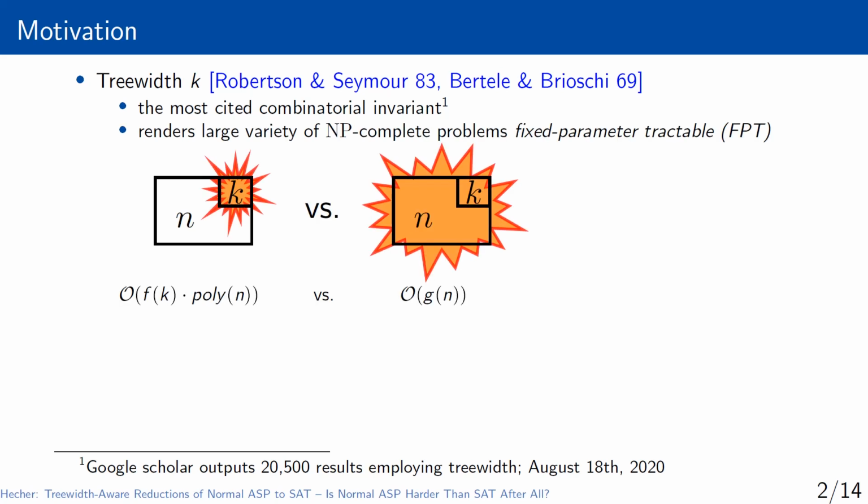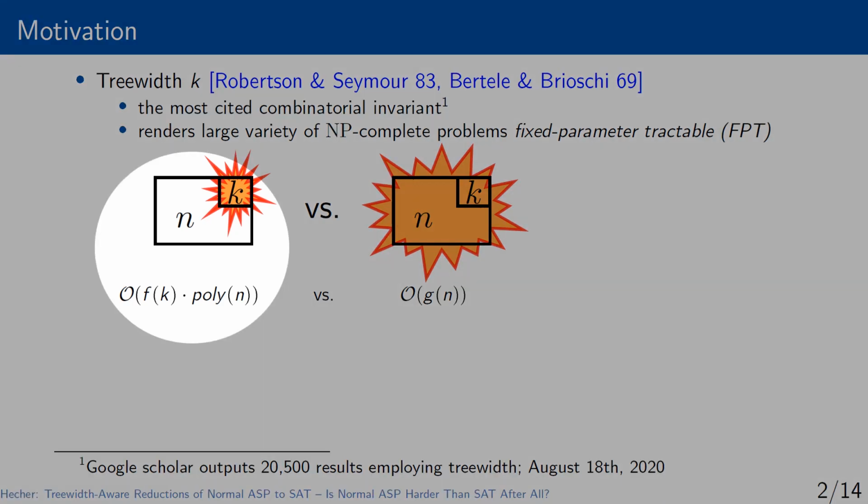In fact, assuming instances of treewidth k renders a large variety of NP-complete problems tractable. We call this tractability fixed parameter tractability since it depends on fixing the parameter treewidth k. In such fixed parameter tractable or FPT algorithms for treewidth, the complexity or the hardness of a given problem is confined to this parameter treewidth.